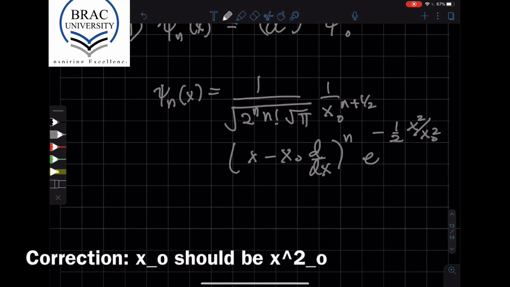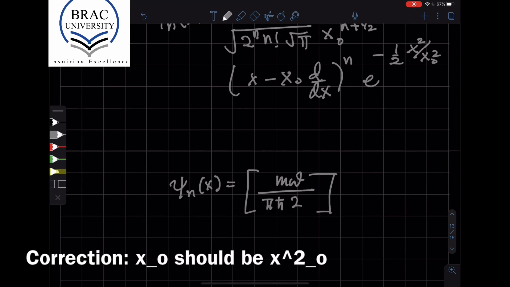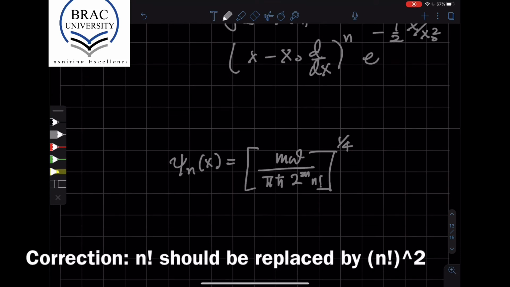And if we use this and the expression for the Hermite polynomial, this becomes psi n of x equals a normalization constant, m omega divided by pi h bar, to the power one quarter, times 1 over square root of 2 to the n, n factorial, times e to the power minus half x squared by x0 squared, so this is the Gaussian factor, times the Hermite polynomial H n of x over x0.